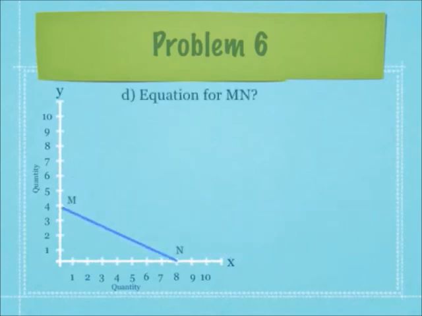What's the equation for MN? Hopefully by now you're kind of getting the hang of this. The slope is equal to the rise over the run. Again, what we would see is 4 divided by 8. So the slope is equal to negative 0.5. So the equation becomes y is equal to 4 minus 0.5x. The 4 comes from when x is 0, y is 4.